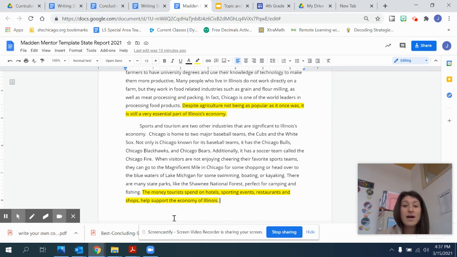Once again, I restated my facts just in a different way. Sometimes writing the concluding sentences can be pretty challenging, trying to rephrase something that you've already mentioned, but it is a really great way, and it's really important that we do these in these two paragraphs to make sure that our ideas are transitioning from one industry to the next.